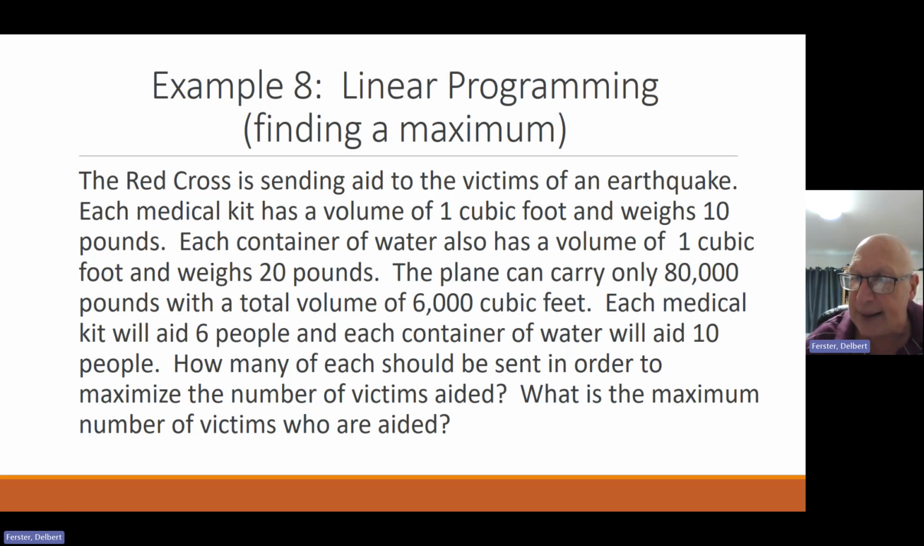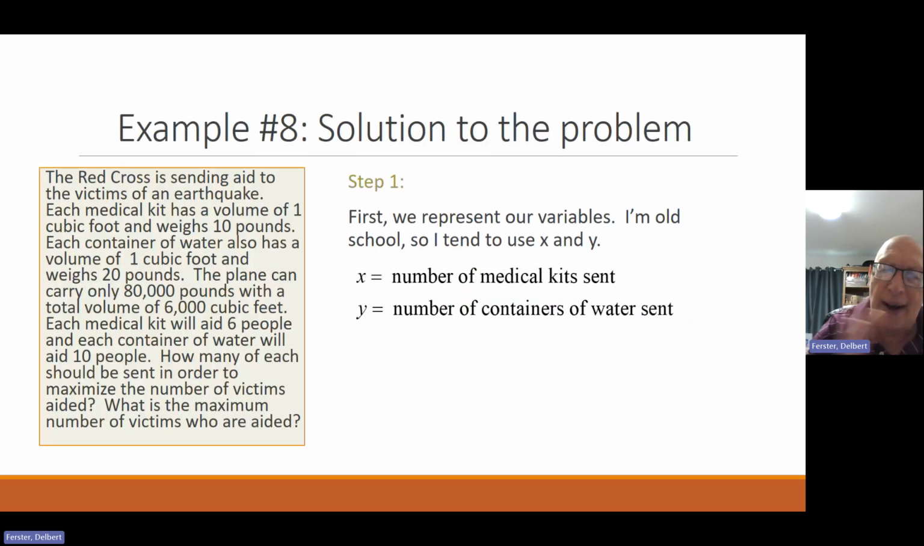But we do know this, that every medical kit we send can aid 6 people, and every container of water can aid 10. And the bottom line is we want to maximize the number of people that we can aid. So how many of each of those things we send will be dependent on the solution to this linear programming problem. All right, so let's take it through step by step and see how we would approach the solution of this word problem.